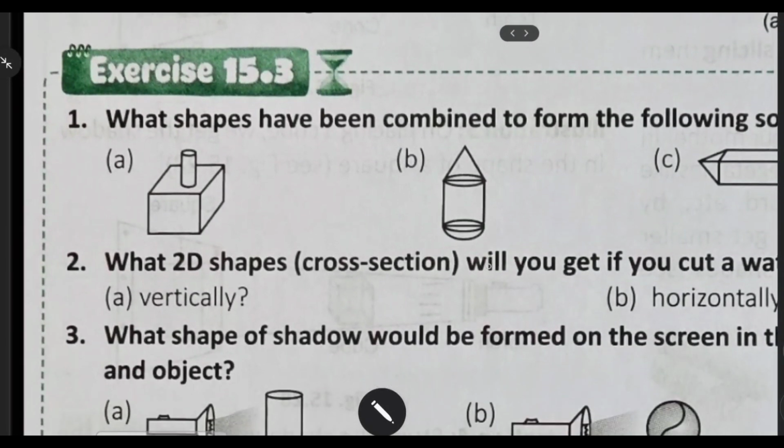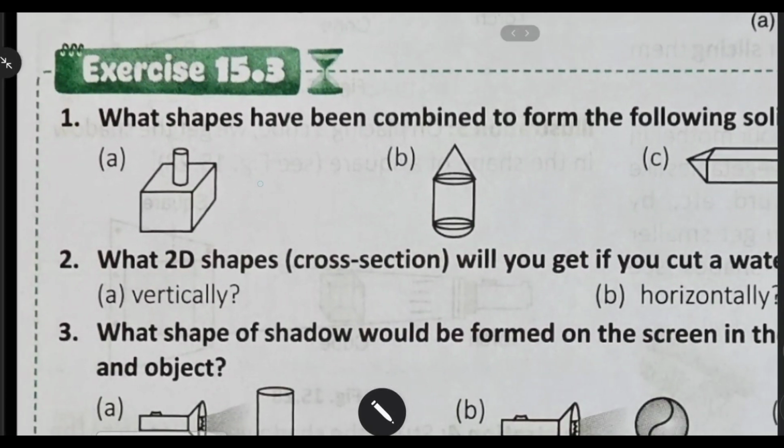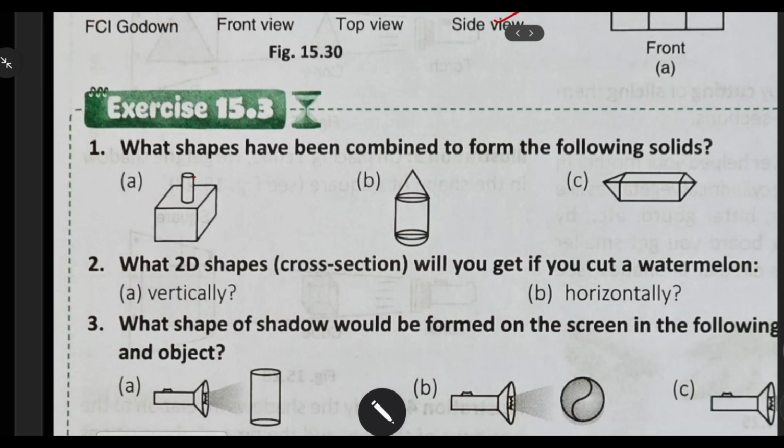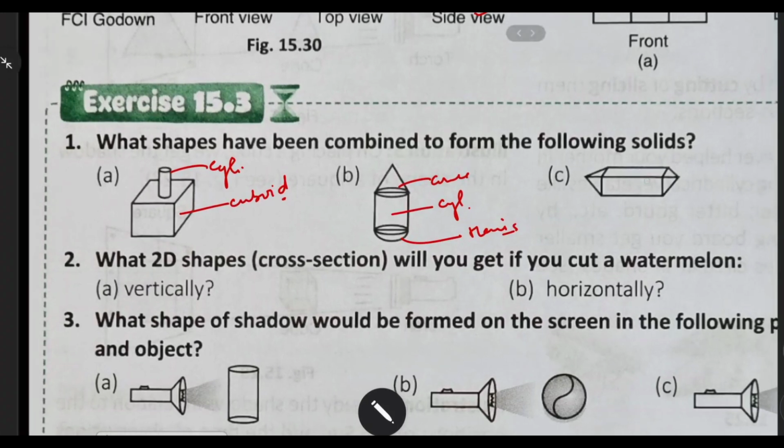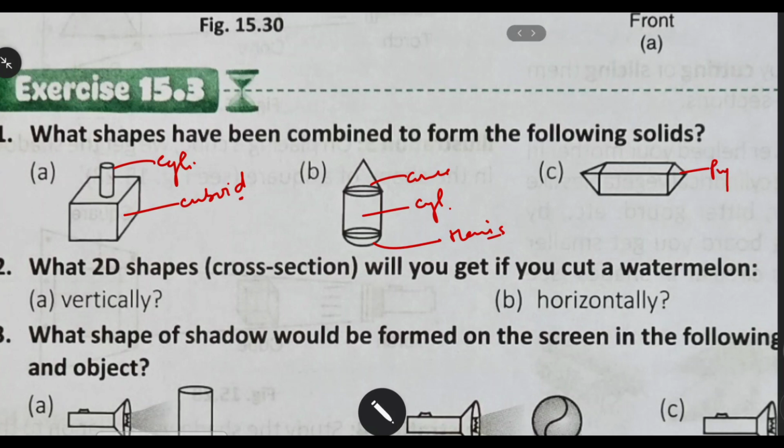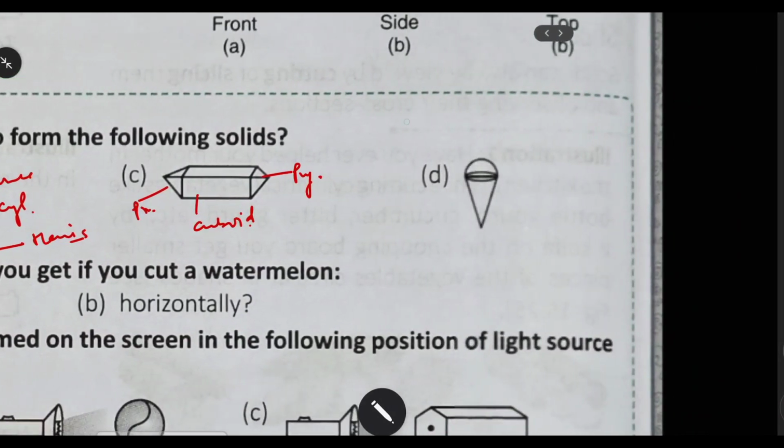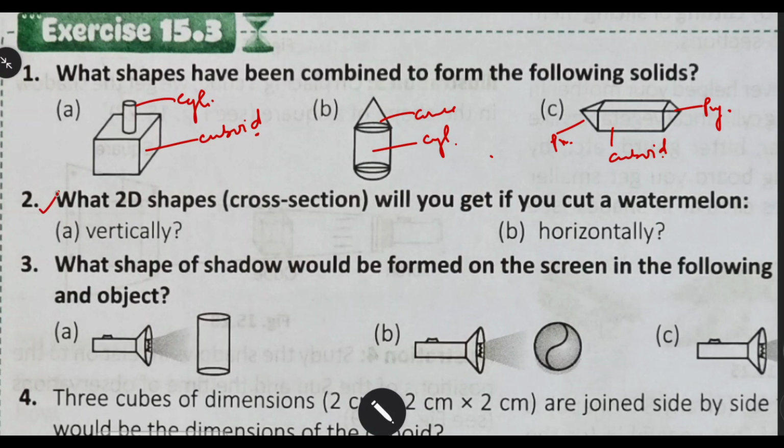Now let's move to exercise 15.3. What shapes have been combined to form the following solids? As you can see, this is a cylinder and this is a cuboid, and here it is a cone, and here is a cylinder, and here is a hemisphere. Here it is a pyramid. It is also a pyramid, and this is a cuboid. And the last one is a combination of a hemisphere and a cone. Okay, let's move to the next question.